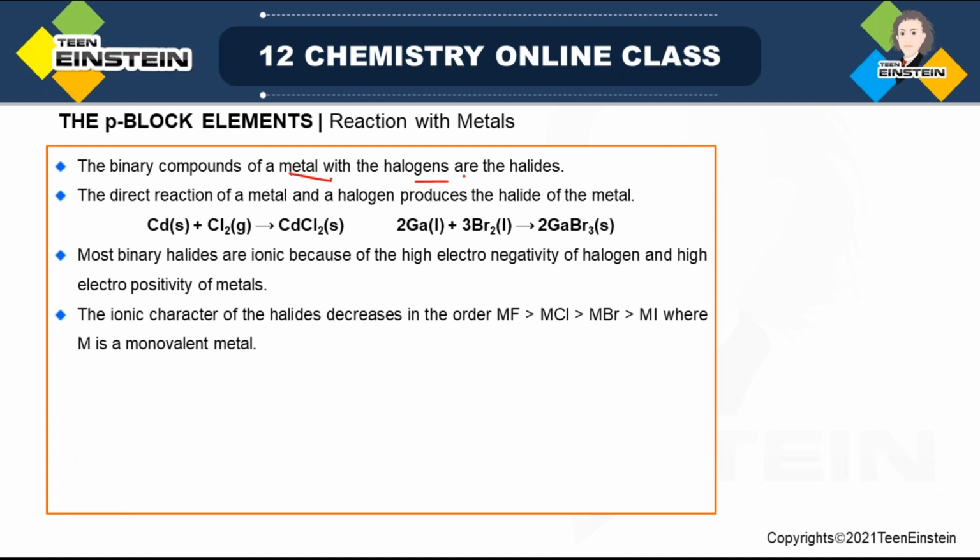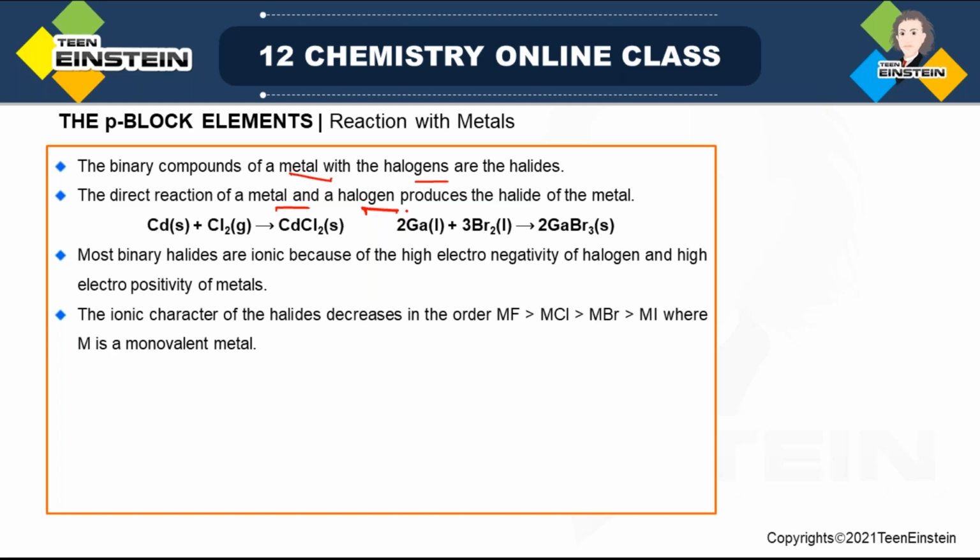Binary compound means there will be presence of two elements. One element is metal, another one is halogen, and we will call them metal halides, because metal will be the positive part, halogen will be the negative part. So that is why the positive part will be mentioned first. So it is metal halide. The direct reaction of metal and halogen can produce the halide of the metal.